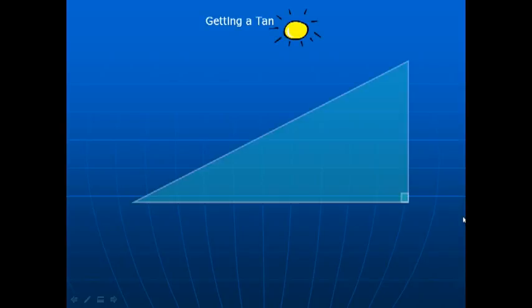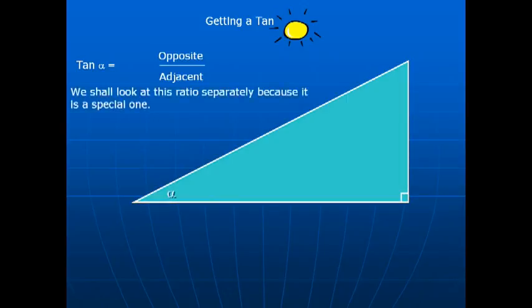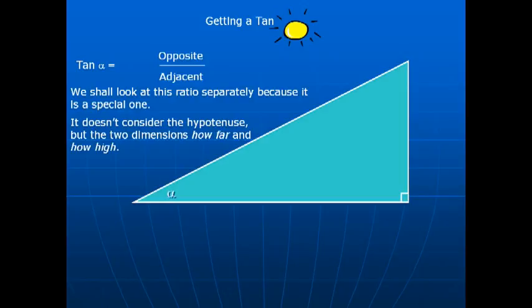Trigonometry 4. Getting a tan. The tan of an angle is the opposite over the adjacent. We shall look at this ratio separately because it is a special one. It doesn't consider the hypotenuse, but the two dimensions: how far and how high.